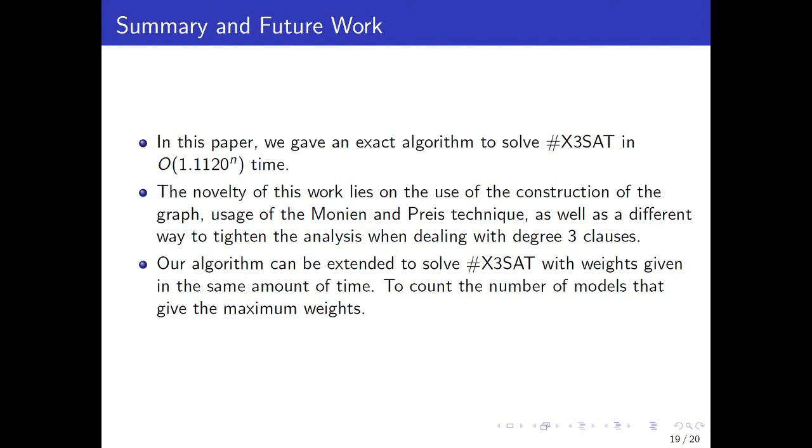Our algorithm can in fact be extended to solve counting X3SAT with weights given to the variables in the same amount of time. Therefore, with this, I will end my talk.